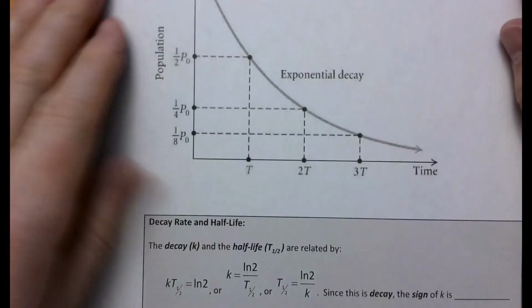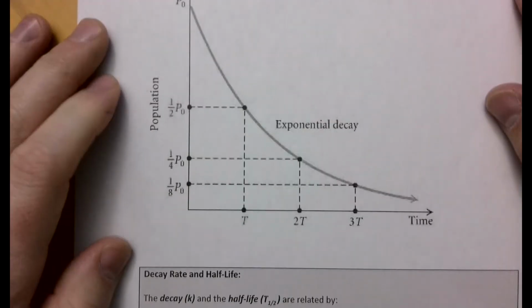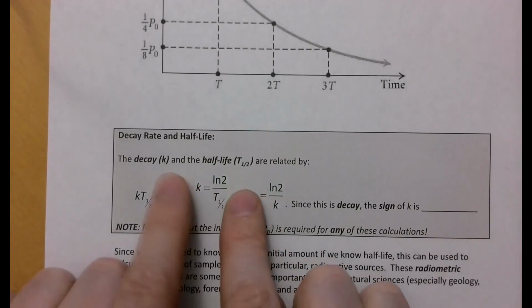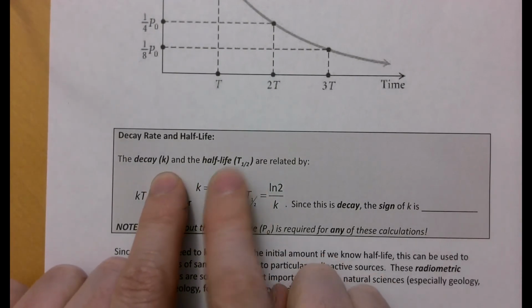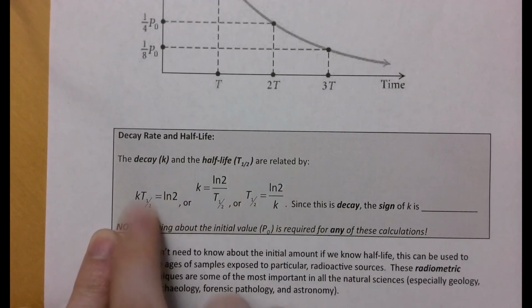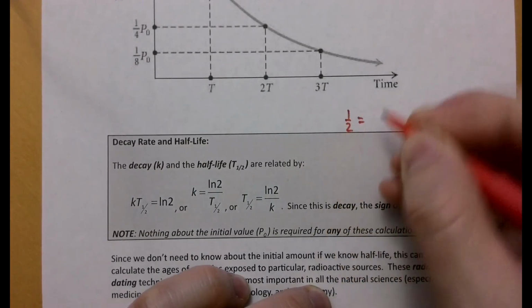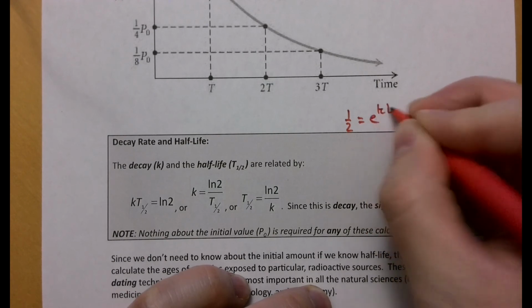Okay, so let's talk about this halving time, the decay rate being cut in half. So here's a picture of what's going on with all this. And here's that same thing we talked about before. The decay rate K and the half-life T can be related by this. Recall what I showed you before. We get 1/2 equals e to the kt.